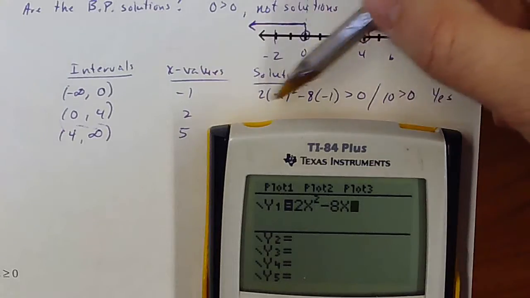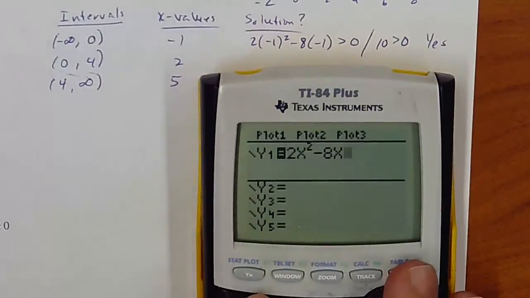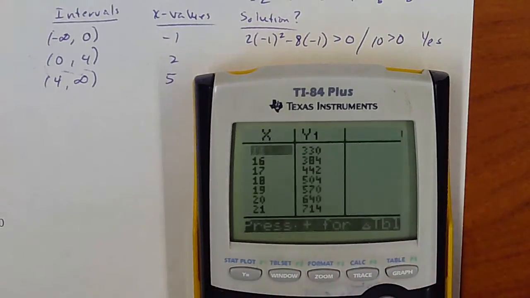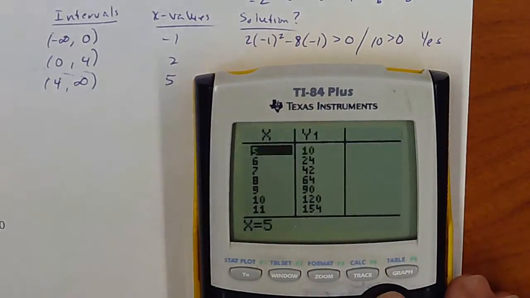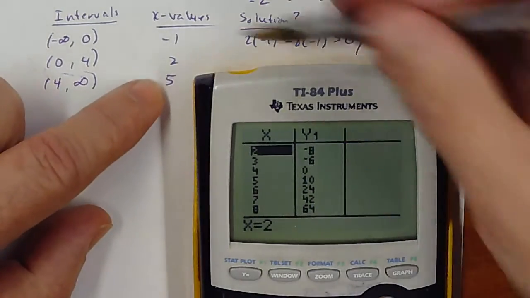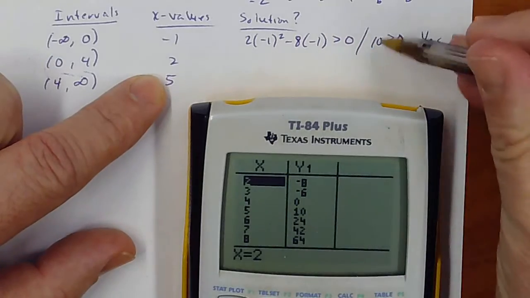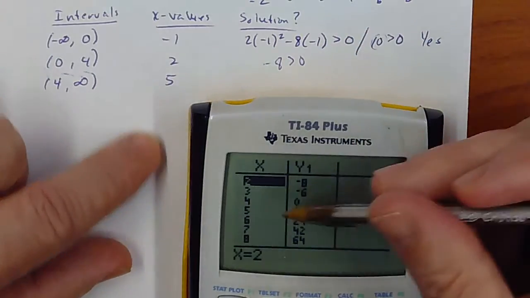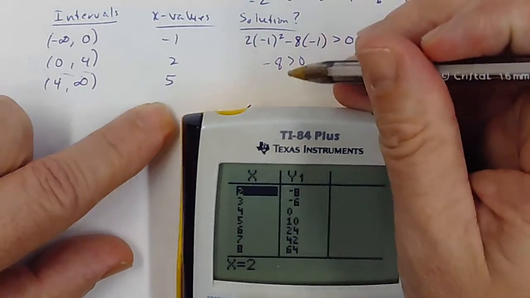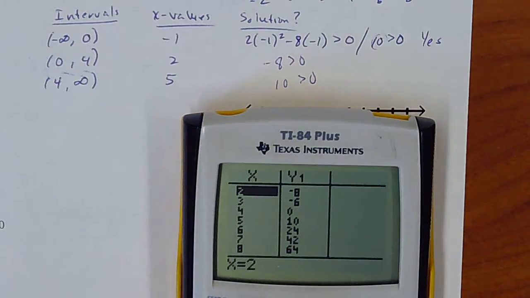So instead of plugging in 2 and 5 and redoing that, if I go to table now, second graph, you should see these x values. Now if I scroll up to 2, I can see what the output value would be, -8. So now I know what this number is right here, right? So -8 is greater than 0. What about 5? It says right here it's 10. So when I plug in 5, I get 10 is greater than 0. Okay.